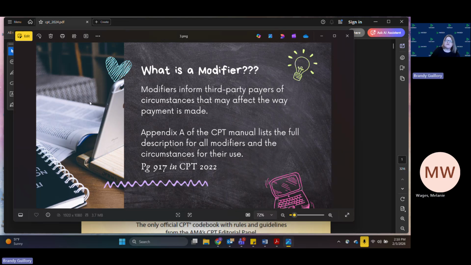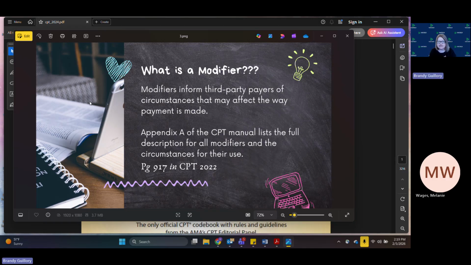What is a modifier? Basically, a modifier is a little digit. Modifiers inform third-party payers, or insurance companies, of circumstances that may affect the way payment is made. Appendix A of the CPT manual lists the full descriptions for all modifiers and the circumstances for their use. Okay. And you see I have listed in here page 917 in CPT 2022.